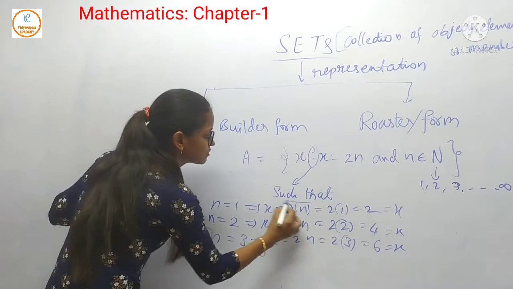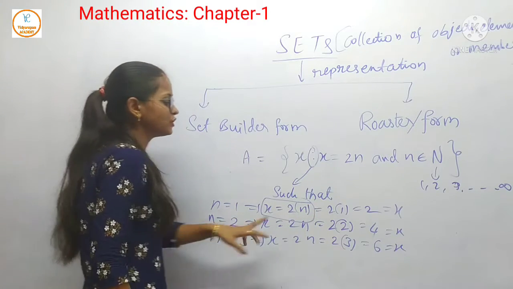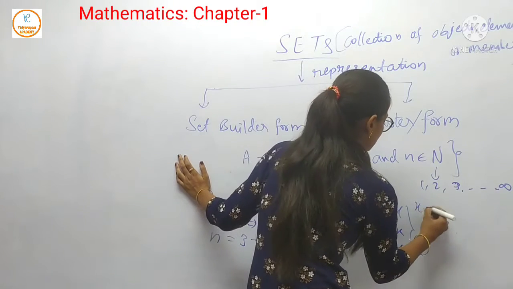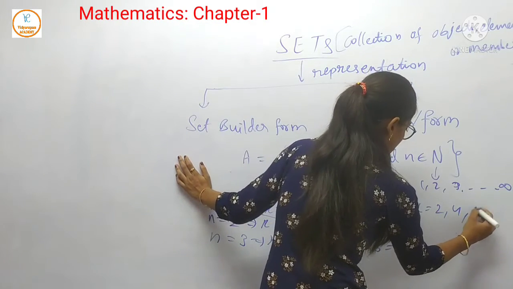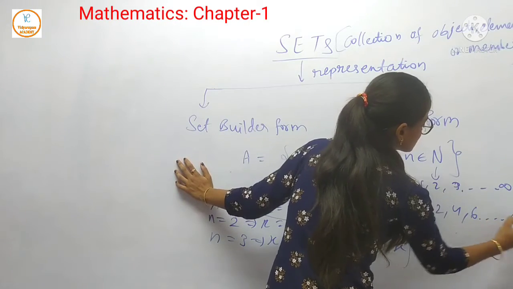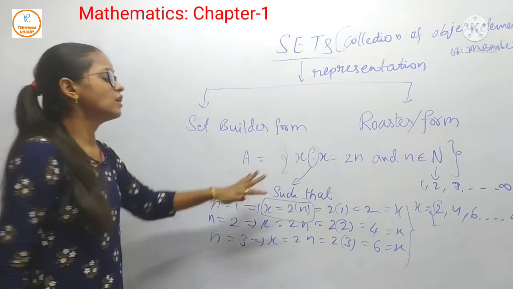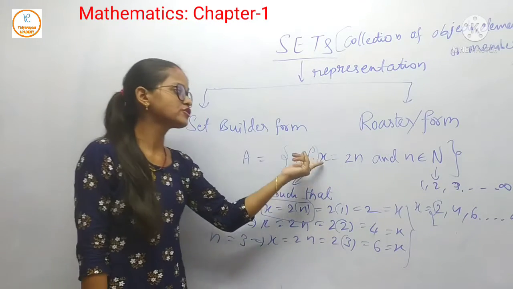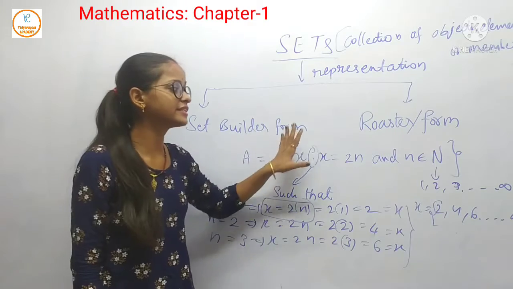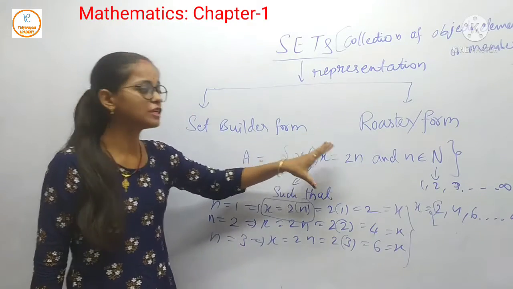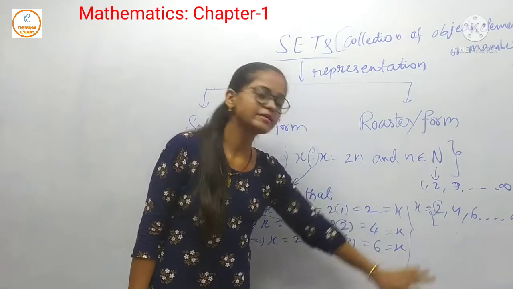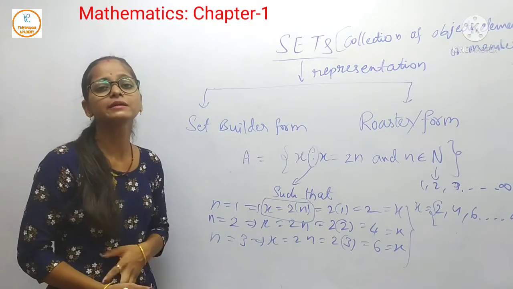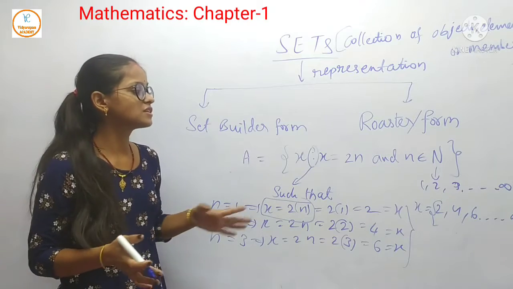Because x is equal to 2n, isn't it? Therefore, x values are 2, 4, 6 and so on, infinite. So I considered the question in the roster or tabular form, and I converted this statement into the set builder form. That is nothing but we can say that the values of x are even numbers. Okay, so these are the differences.